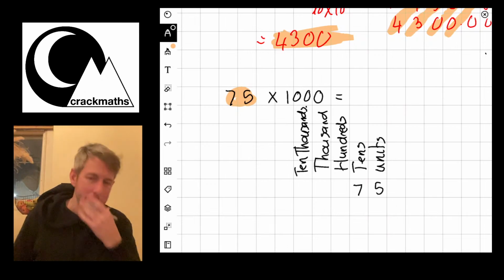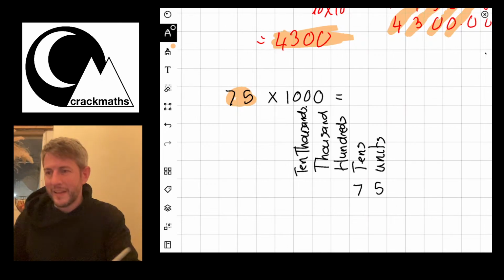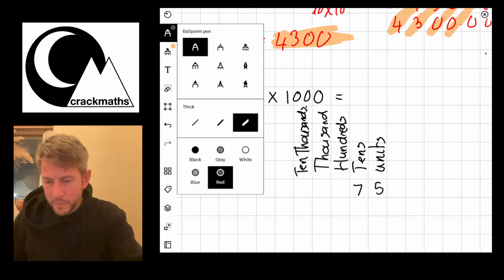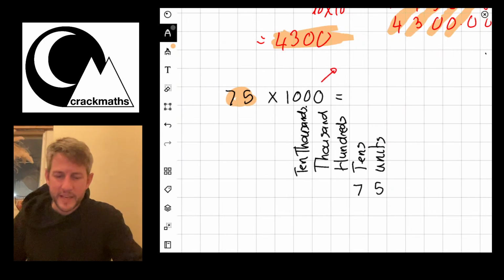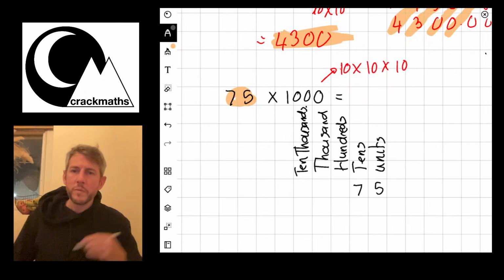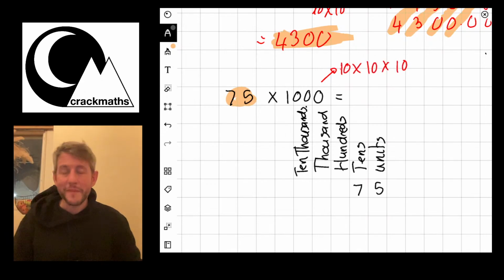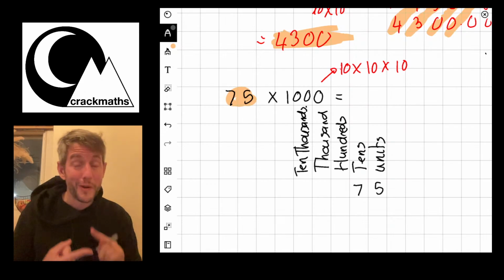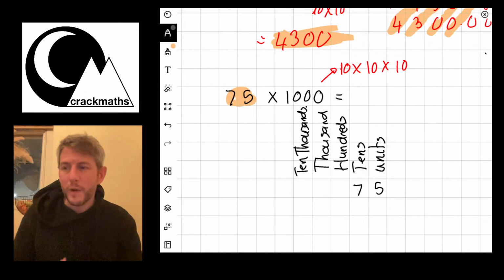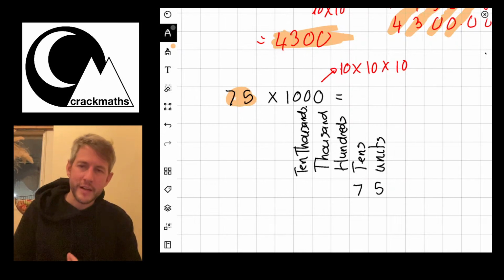Okay, you might already know the answer to this, but let's just look at why it's the case. So if I'm going to be timesing this by 1,000, 1,000 is 3 moves. It's 10 times 10 times 10. So if multiplying by 10 is to multiply by 10 once, multiplying by 100 is to multiply by 10 twice, multiplying by 1,000 is to multiply by 10 3 times.